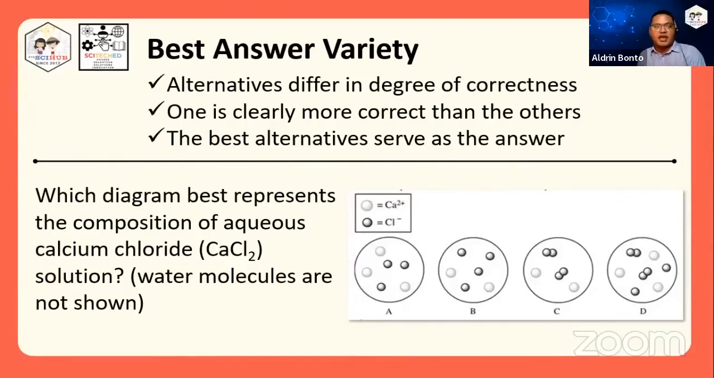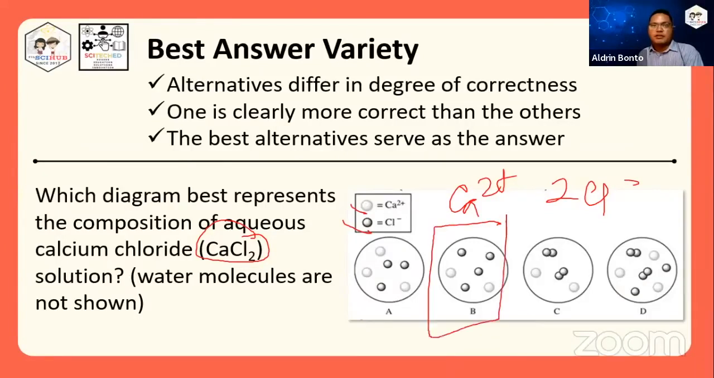Remember, it's CaCl2. So it means you have 2 Cl negative. And the white represents the calcium, the black represents the Cl, and the correct answer or the best choice is letter B. Because there are 2 calcium, 2 positive, and you have 4 Cl negative.